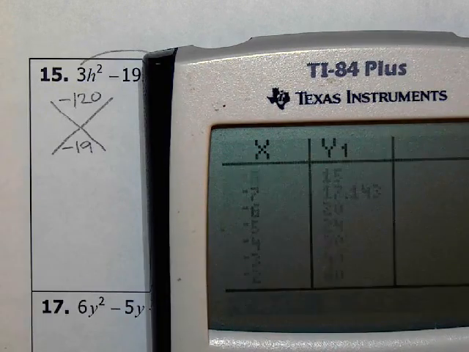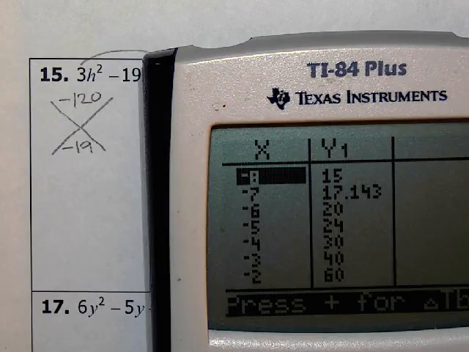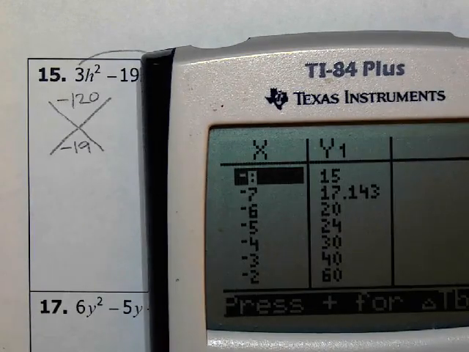Negative 120 and add to negative 19. But better this way than having to think of it in your head. Oh, yeah. You will never win. Anyone figured out what the numbers are? Negative 24, positive 5. Did everyone put the letter H, not the letter X?